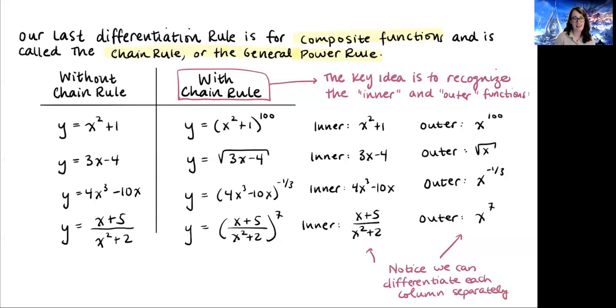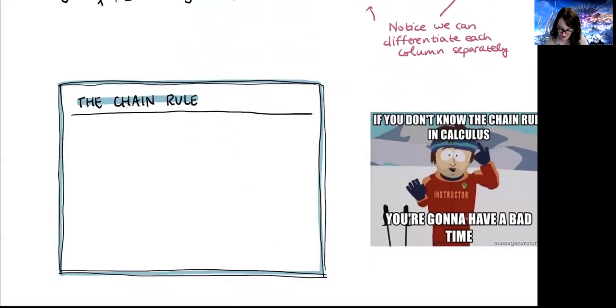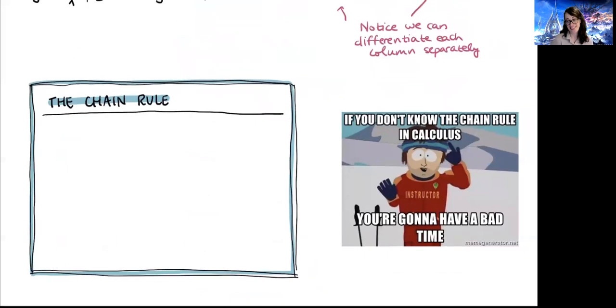The chain rule is what is going to bring it together. So here is how the chain rule goes. And if you don't know it, you're gonna have a bad time because it is really prominent. There's a lot of functions that are compositions like this, many more than just ones that are more simple. So this is our last rule, but it's also in some ways one of our more powerful rules.